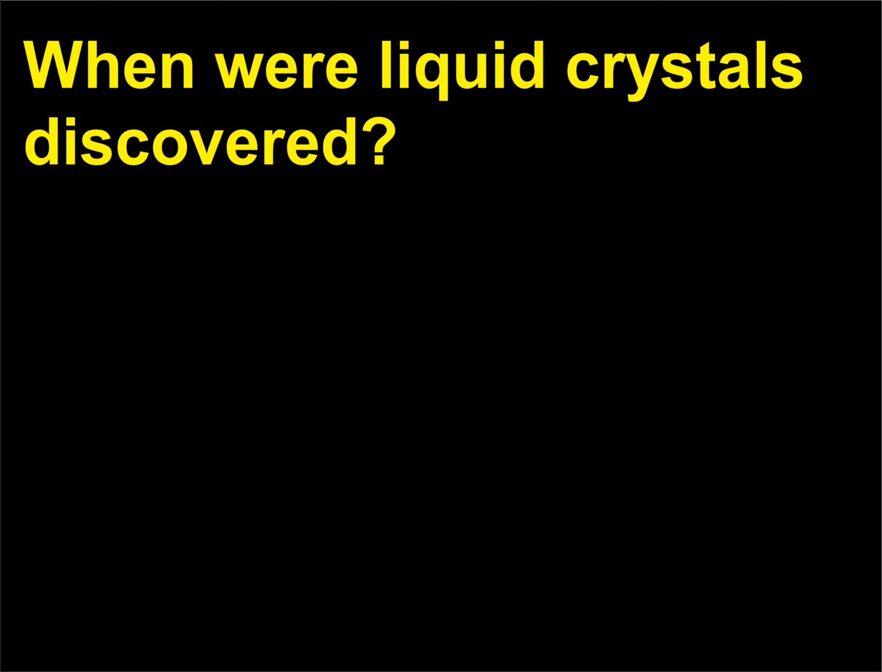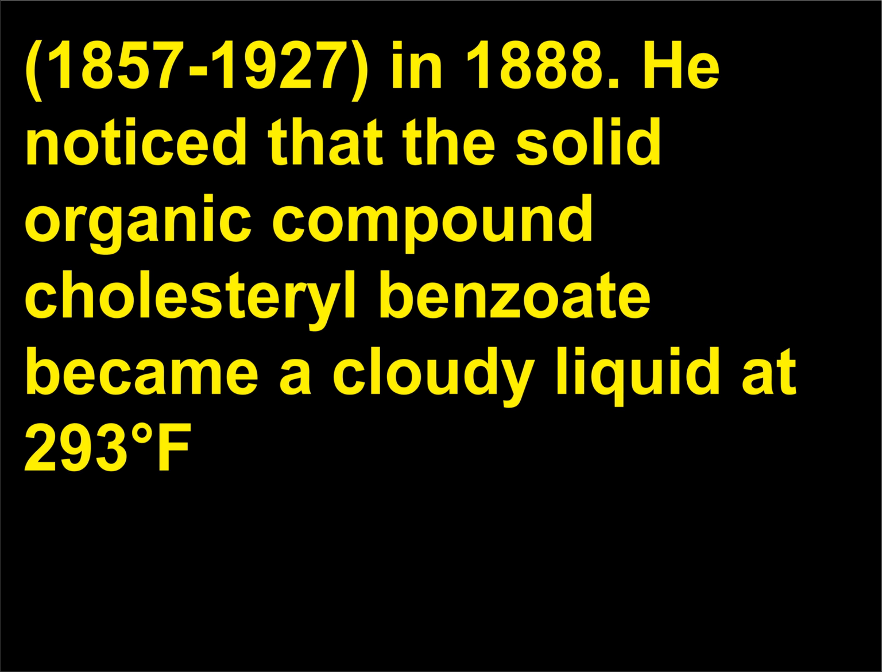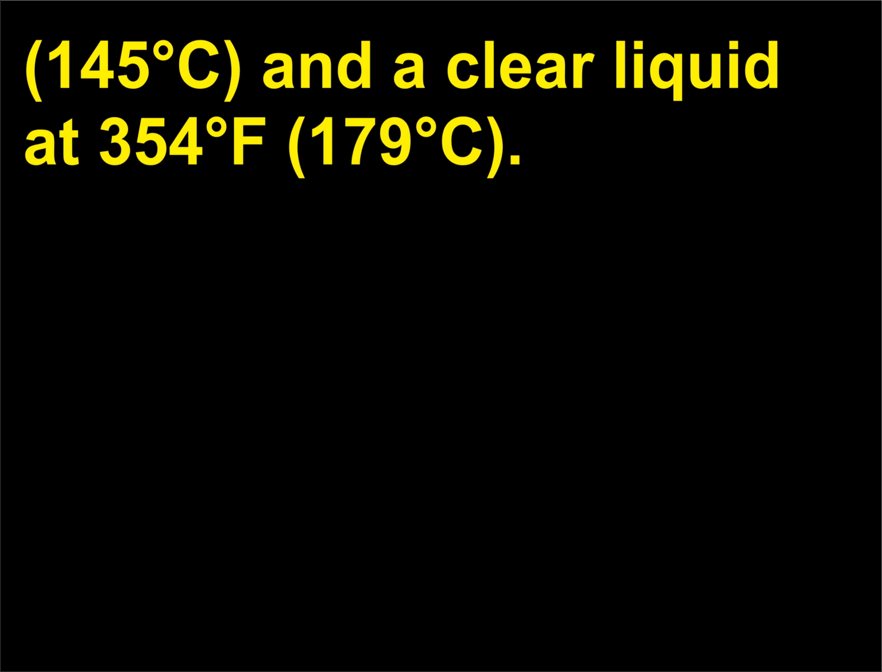When were liquid crystals discovered? Liquid crystals were observed by the Austrian botanist Friedrich Reinitzer, 1857 to 1927, in 1888. He noticed that the solid organic compound cholesterol benzoate became a cloudy liquid at 293 degrees Fahrenheit, 145 degrees Celsius, and a clear liquid at 354 degrees Fahrenheit, 179 degrees Celsius.